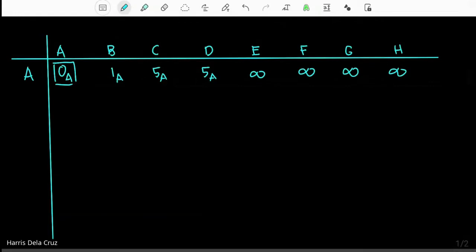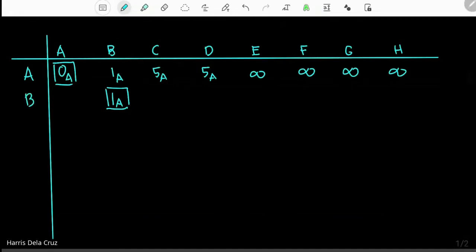So now that we have temporarily labeled the vertices B to H, we can now get the smallest value, which is 1A, on vertex B and permanently label B. So since B has the lowest temporary label, we permanently label B. So we write 1 sub A and we put it in a box to denote that we are permanently labeling B. So this time, we are going to visit vertex B.